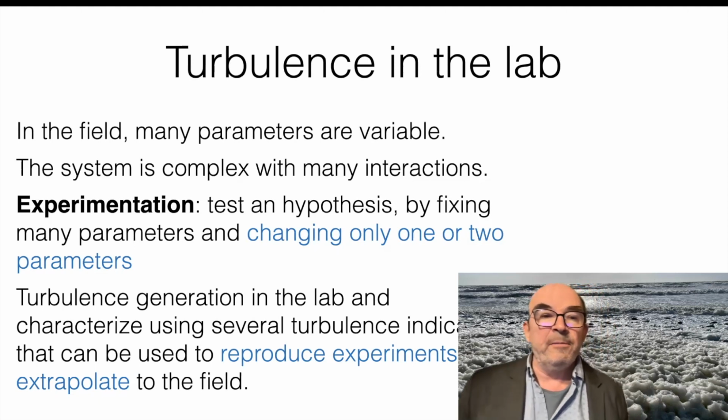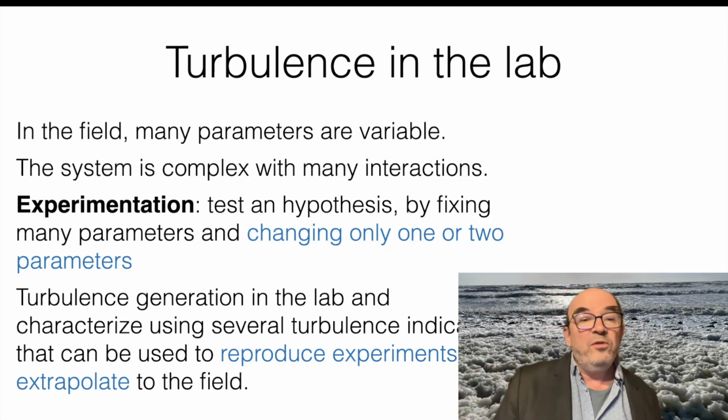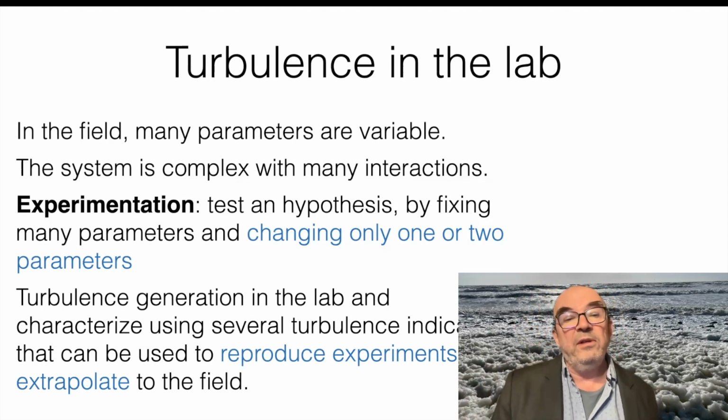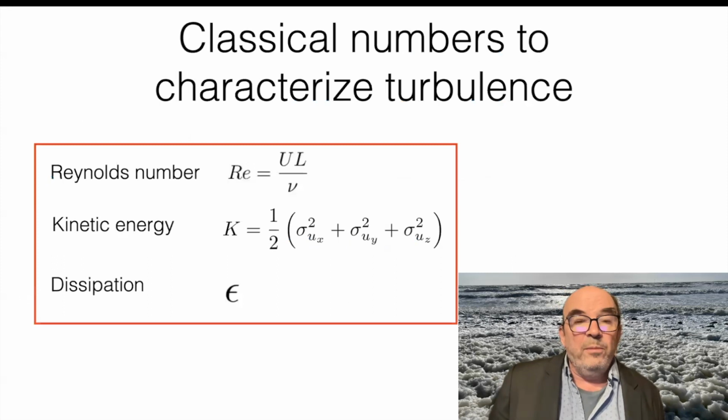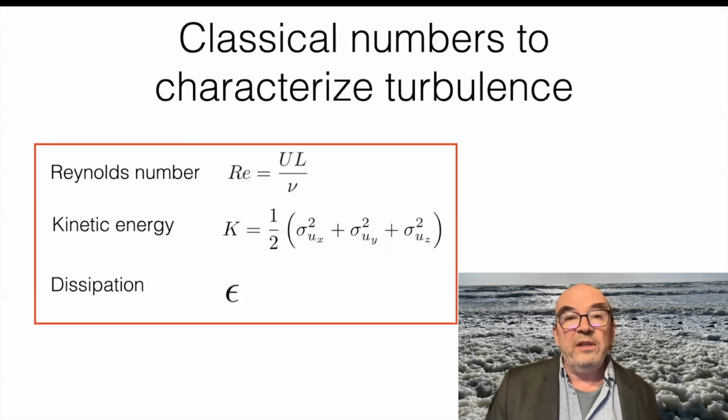two parameters. So for turbulence, we need to generate turbulence in the lab and characterize different indices of turbulence that can be used to reproduce the experiments and also to extrapolate the values to the field. So I recall here the numbers that we usually use. We have the Reynolds number, which characterizes the turbulence, and we have the kinetic energy and also the dissipation, epsilon.